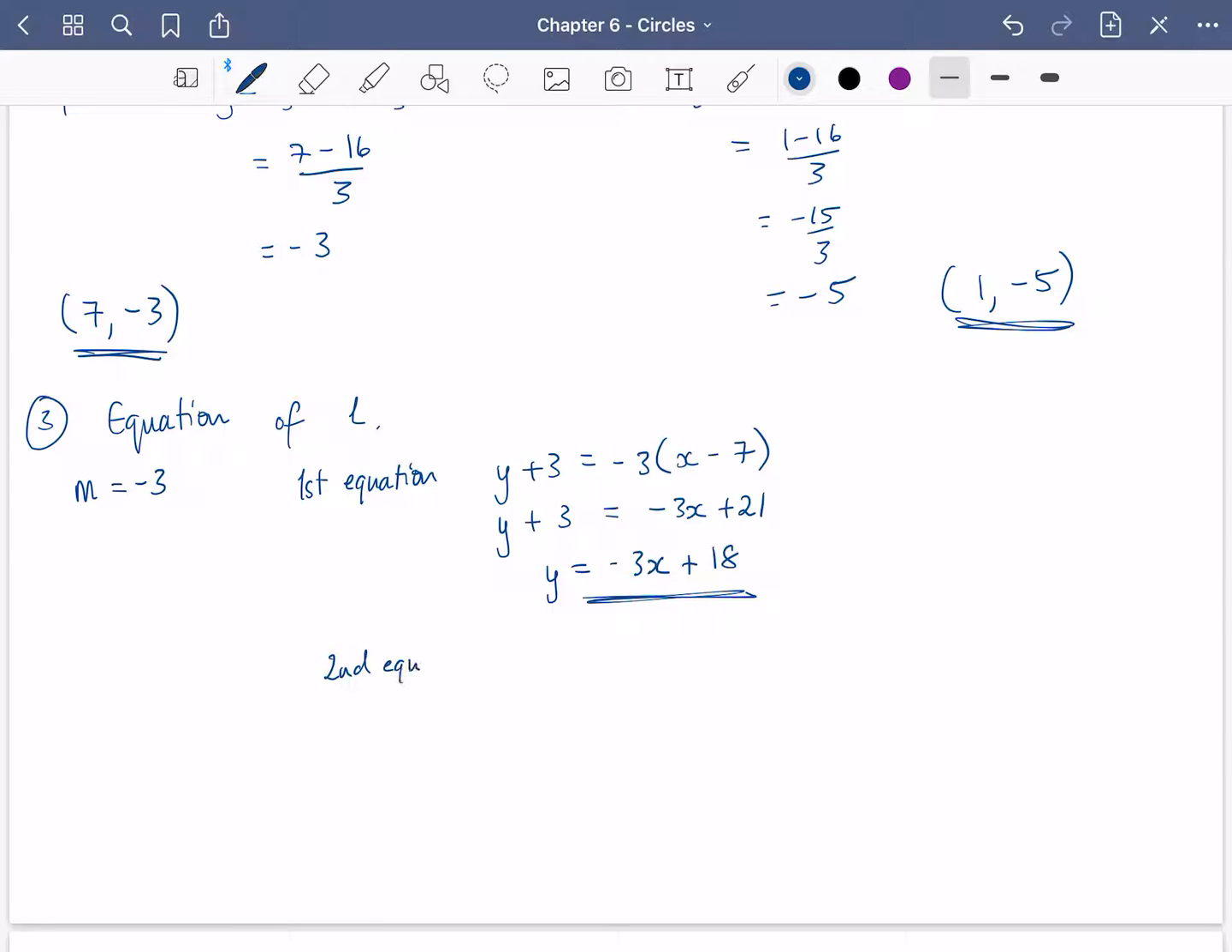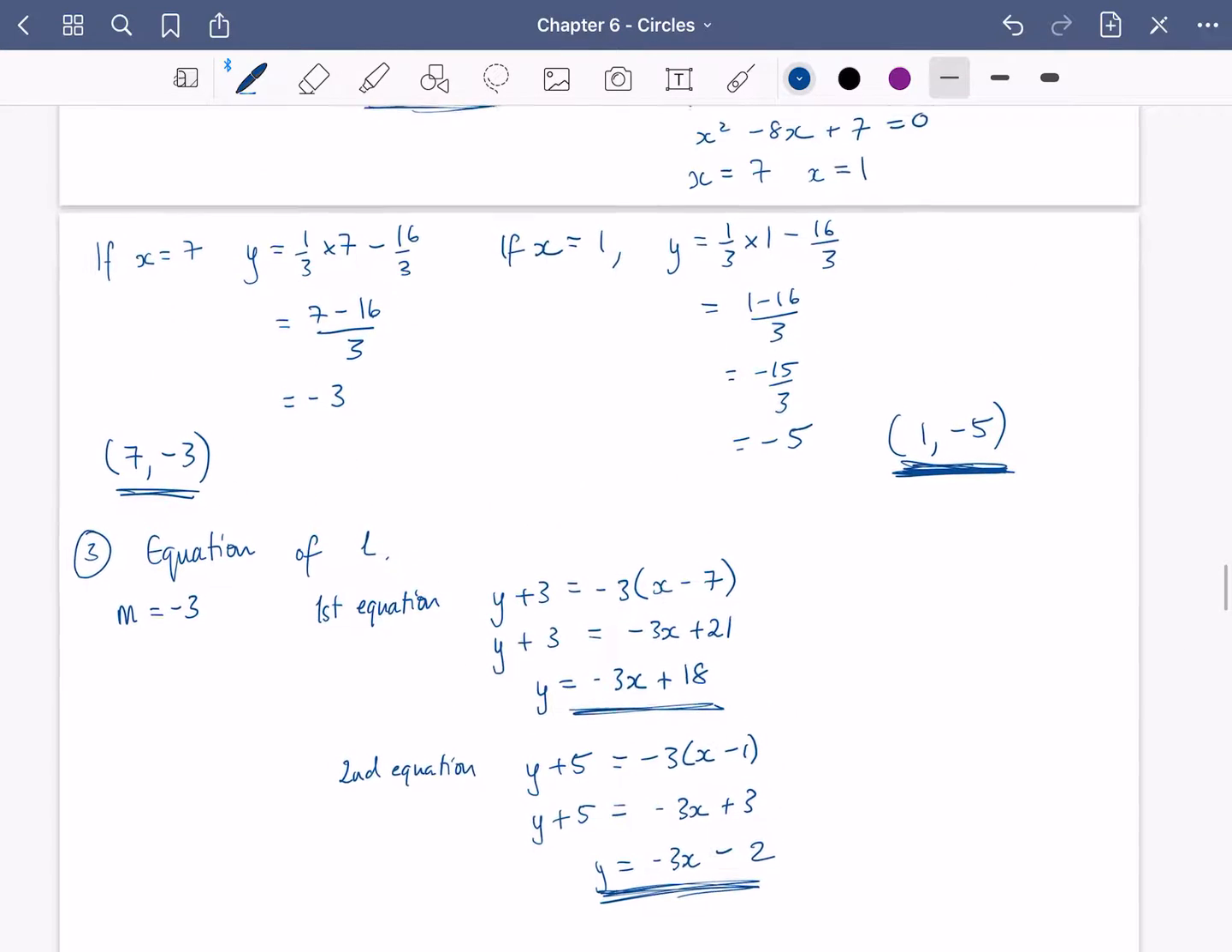The second equation is y minus y1, which becomes y plus 5. We're using this coordinate now, equals minus 3 brackets x minus 1. So we get y plus 5 equals minus 3x plus 3. So y equals minus 3x minus 2. So we have these two equations here and here.